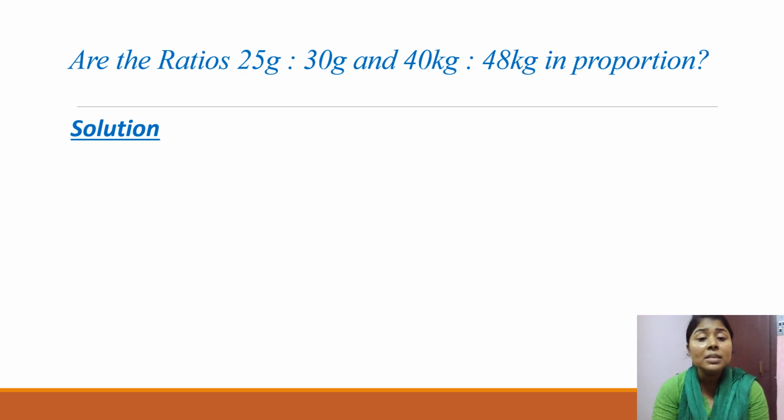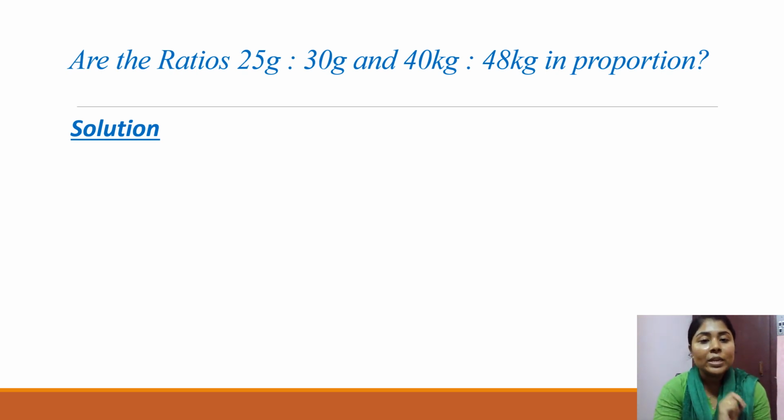So same quantity means if one ratio is in grams, then the other ratio should also be in grams. When one quantity is in one unit, the next quantity should also be in the same unit, then only we can find out the ratio problem. So this is an already known concept.